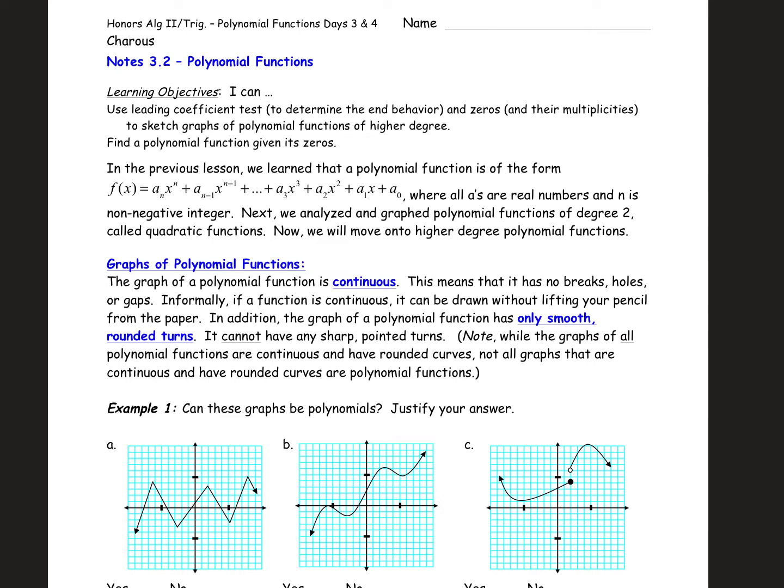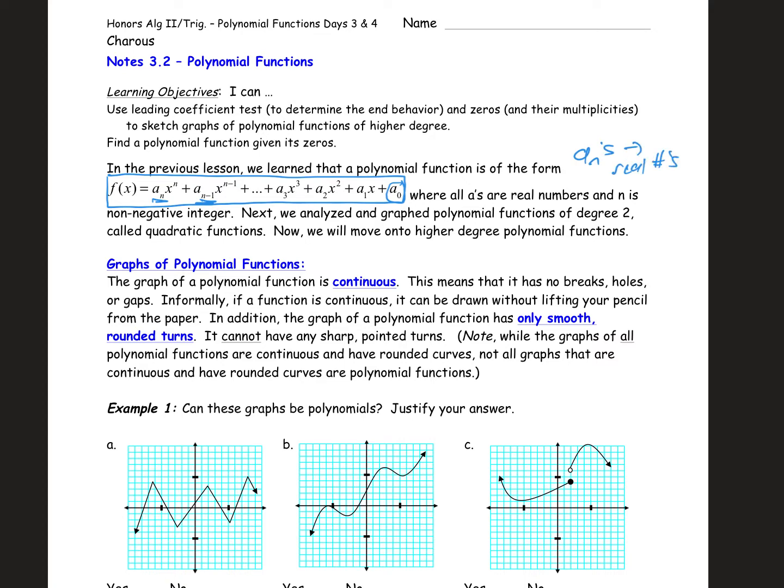In this video, we're just going to complete the first page of Notes 3.2 about polynomial functions. And we're going to build upon what we learned in section 3.1, where we learned that a polynomial function can be written in the form f of x is a sub n times x to the n plus a sub n minus 1 times x to the n minus 1, all the way down to a constant term, a sub 0. And remember, the a sub n's are simply real numbers.